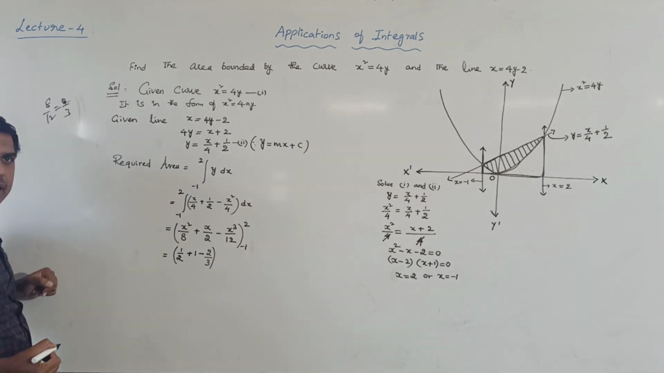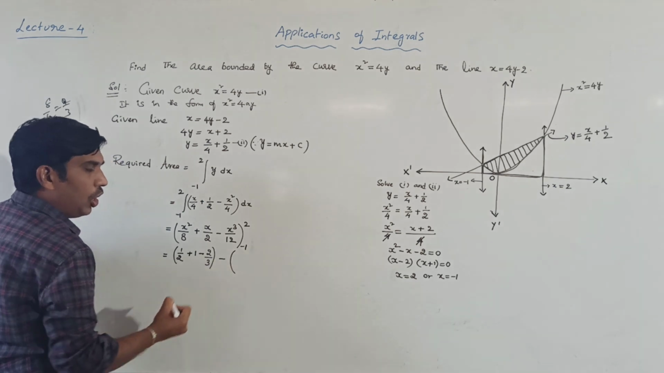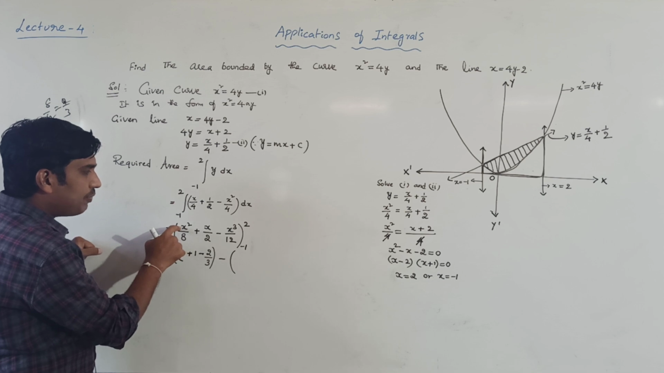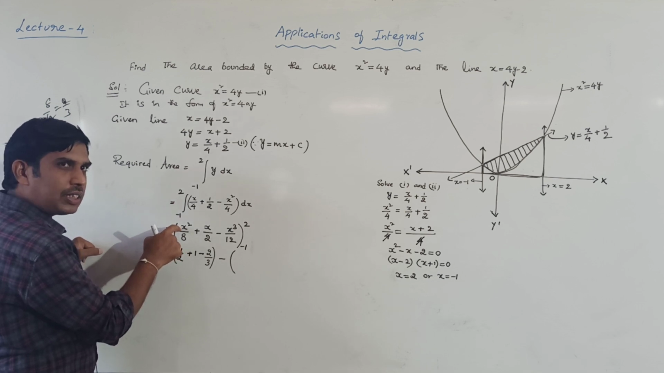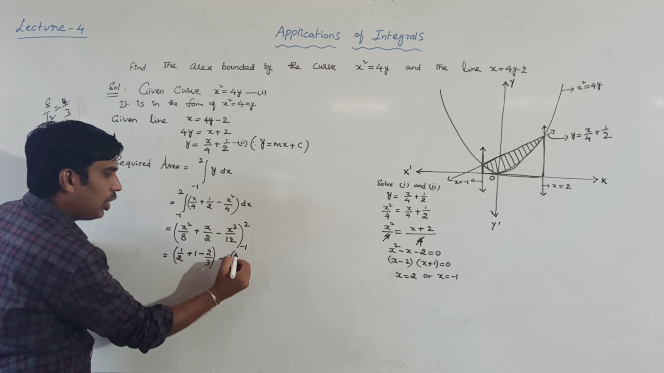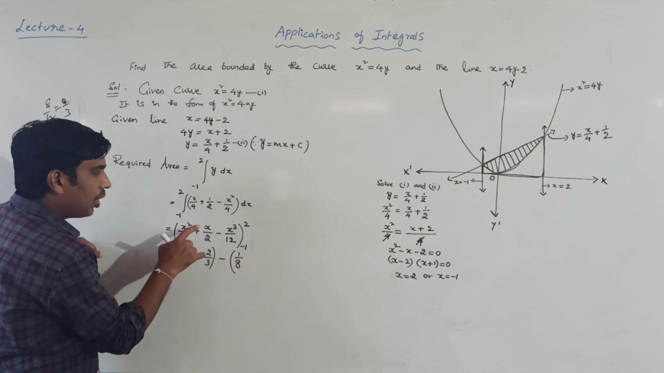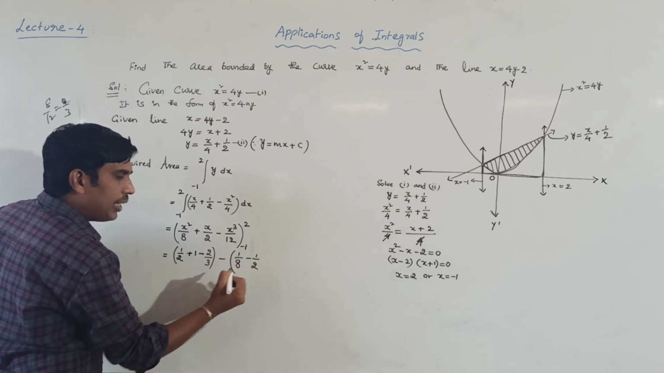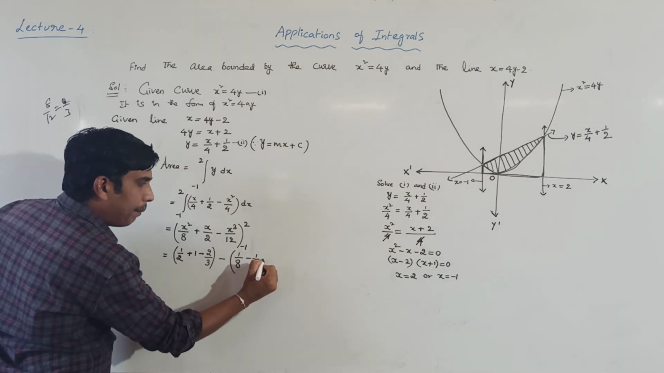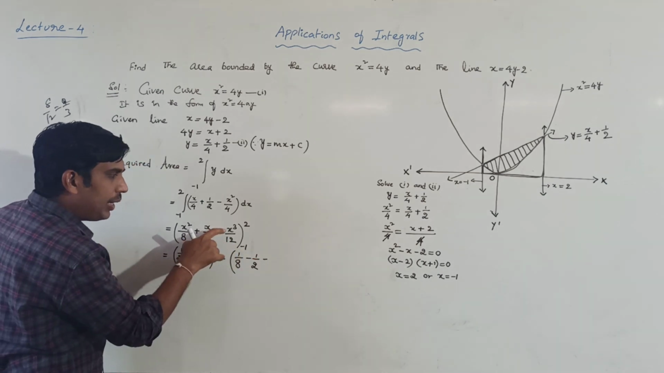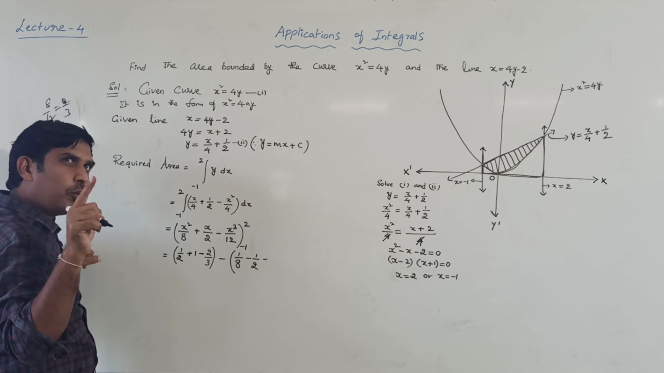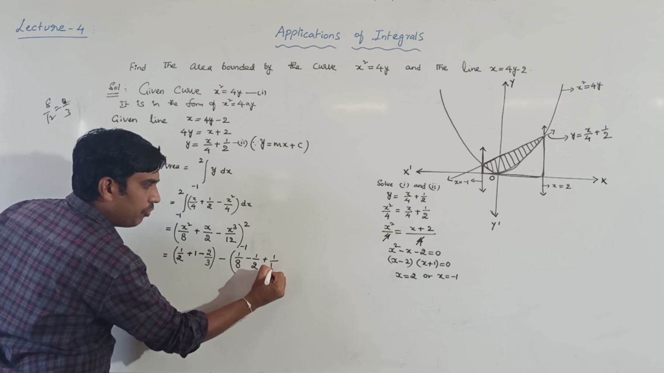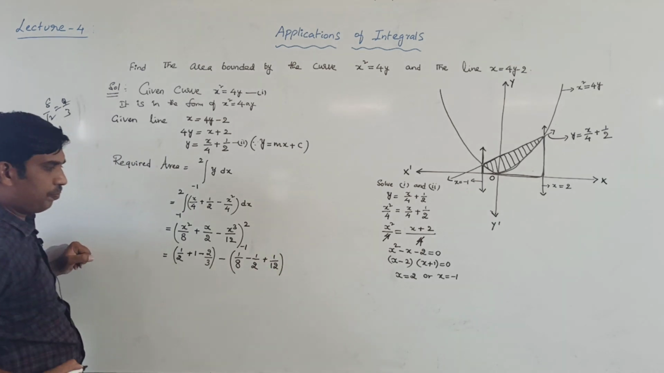So this is upper limit minus lower limit. Important, why? Because the lower limit is negative. So minus 1 whole square, minus 1 square is plus 1, so we get 1 by 8, minus 1 by 2 into minus 1, which is minus 1 by 2, minus again minus 1 whole cube, minus 1 cube is minus 1, minus into minus 1 plus 1, we get 1 by 12.